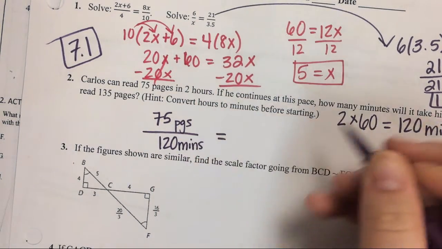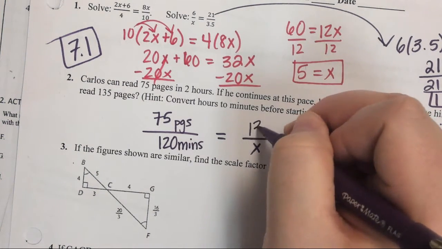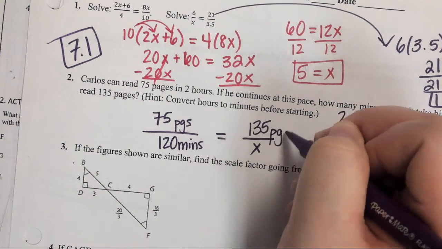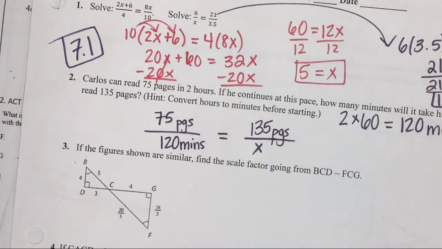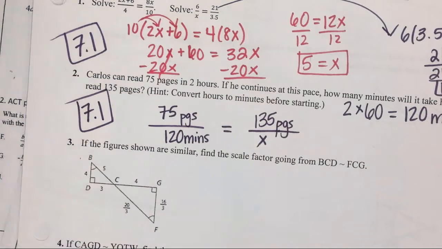And we were asked how many minutes will it take him to read 135 pages. We have to set up our own proportion. This would be still from 7.1. Can you set up your own proportion? We're going to cross multiply.